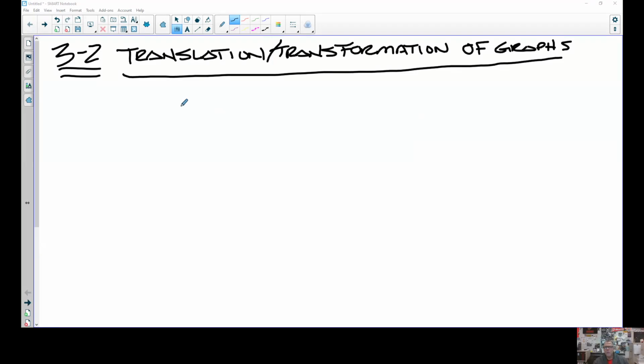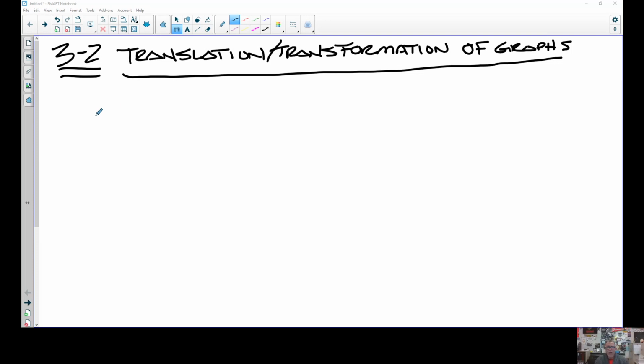We are going to go on to 3.2 today. All right, with 3.2, we are going to deal with translation or transformation of graphs. Your book calls this families of graphs. I like to call it this because this is literally what we're doing. We're going to look at how different manipulations of these parent graphs we talk about create a family of graphs. And these are translations and transformations.